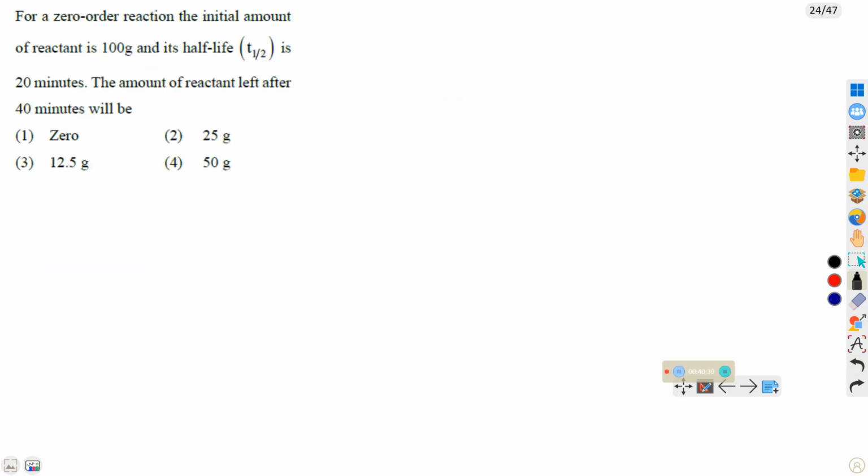For a zero order reaction, the initial amount of reactant is 100 grams and its half-life is 20 minutes. The amount of reactant left after 40 minutes will be. Half-life value is given. What is the formula? t half is equals to 0.693 by K. By using half-life, calculate the value of K. 0.693 by 20.